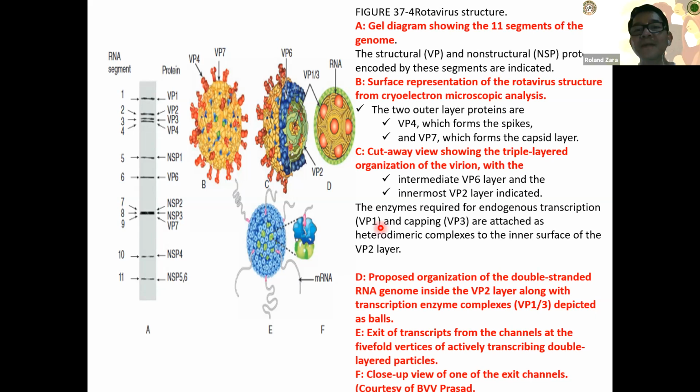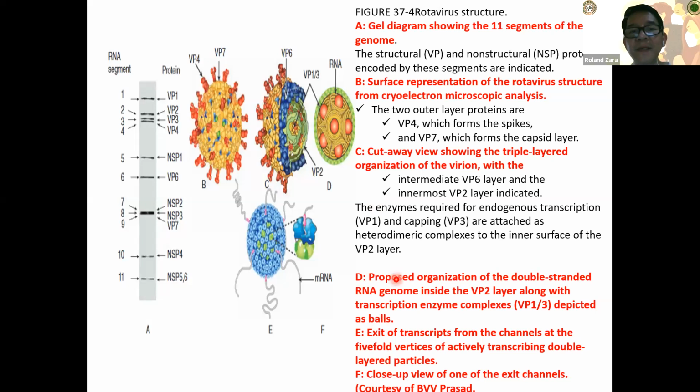Now you can see in illustration B, this is a proposed organization. The yellow ones are the double-stranded RNA genome inside the VP2 layer, along with the transcription enzyme complexes, VP1 and VP3. Your VP1 and VP3 contain the transcription enzymes, depicted as the balls, which contain several enzymes. So this is how they replicate.